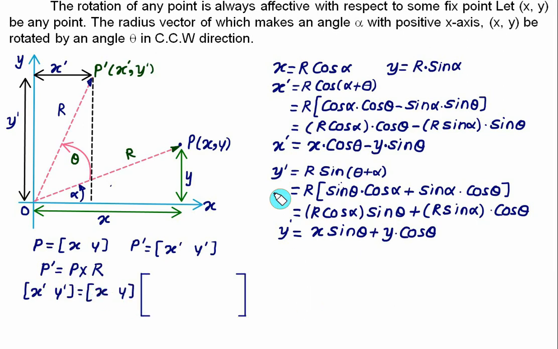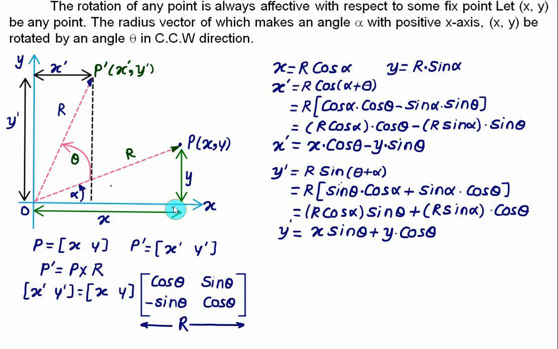Now check here, x prime is nothing but x into cos theta minus y into sin theta. So we have minus sin theta. Then we have y prime equal to x into sin theta, so this term is sin theta, plus we have y into cos theta. So whatever matrix we are getting here is called the rotation matrix.